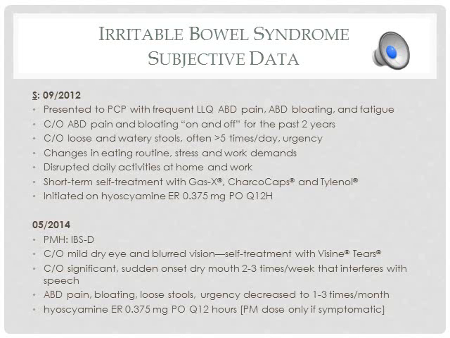We will now begin the SOAP assessment for the patient's irritable bowel syndrome. We will first begin with the subjective data. The first of this data was obtained from September 2012. The patient presented to her PCP with abdominal pain, bloating, and fatigue. She complained of the pain and bloating on and off for the past 2 years. She also complained of loose and watery stools, often more than 5 times per day with urgency.